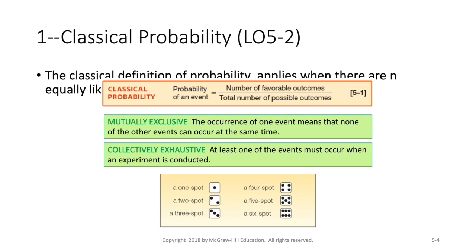So you can see your equation here for a classical probability would take the number of favorable outcomes, 3, and divide that by those 6 equally likely outcomes, and so our answer here is 0.5.